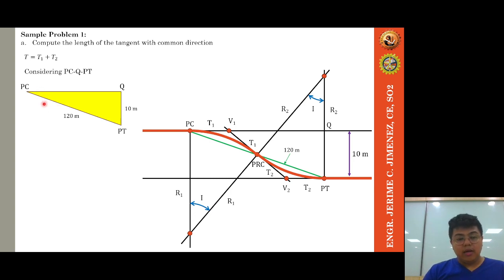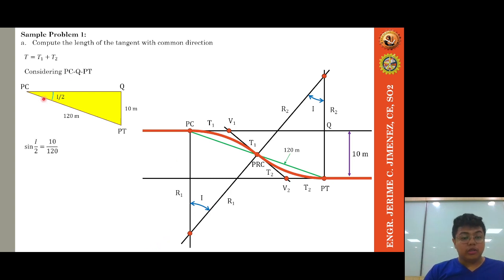Okay? Now, what is this angle? We know on the definition of this angle that the angle between the back tangent and the chord is what we call the deflection angle. And that deflection angle has a formula of alpha is equal to I over 2. Okay? So now, almost complete na yung triangle natin, but we can now get I sub 2 or the value of the central angle by the sine function.